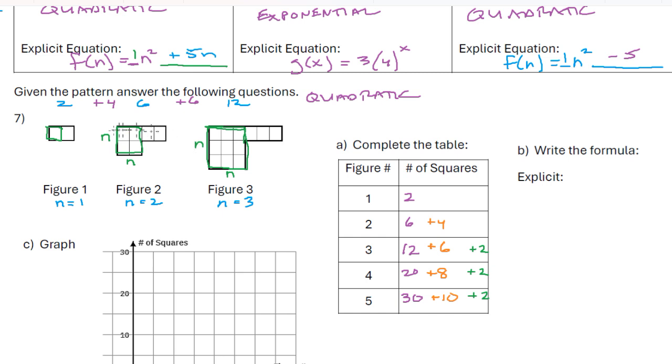This is an n by n square. And doggone it, same one over here. This square right here is n by n.